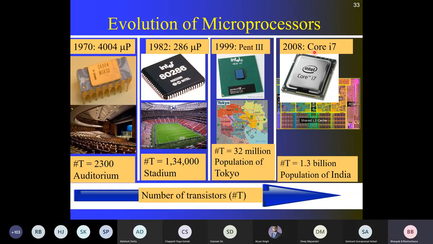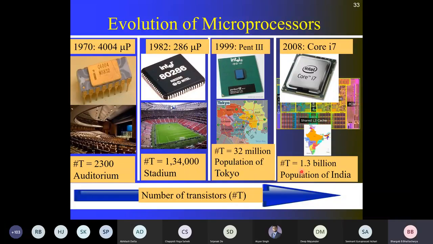In 2008, Intel announced the Core i7. The number of transistors on this small chip, you know what? 1.3 billion. Can you imagine? This is the population of India.